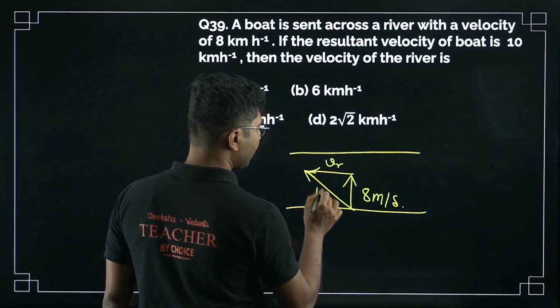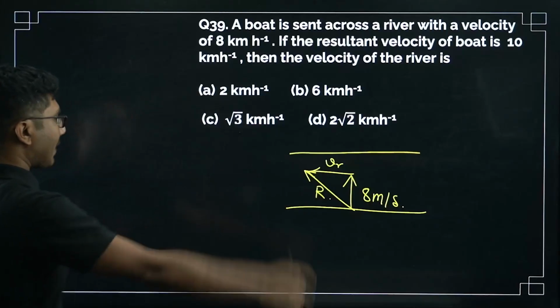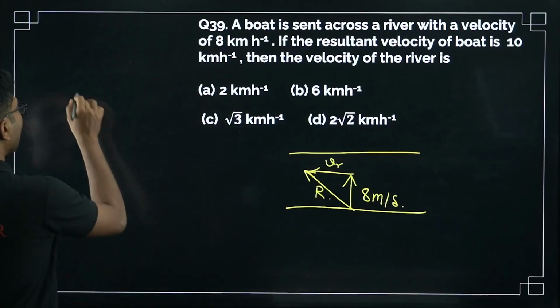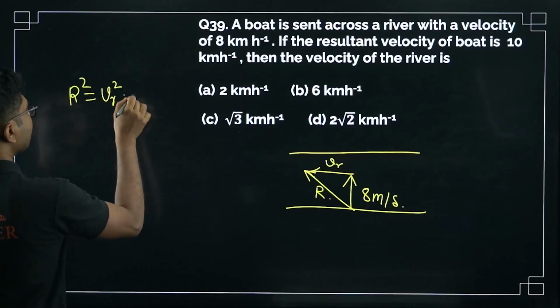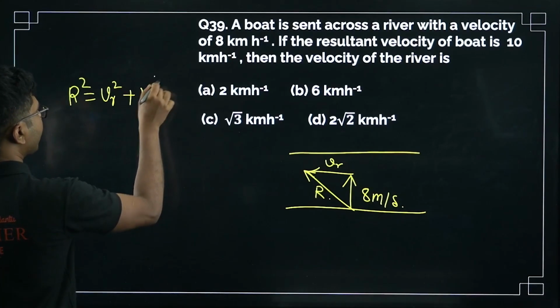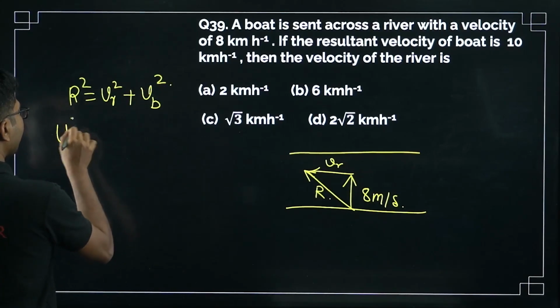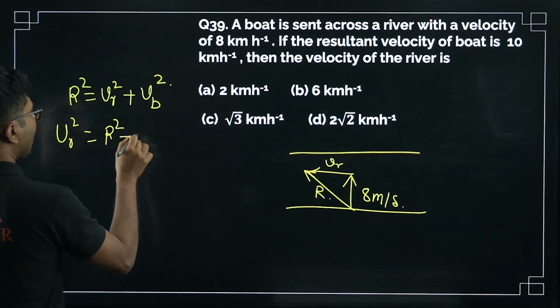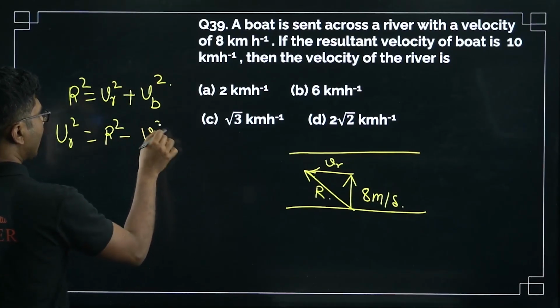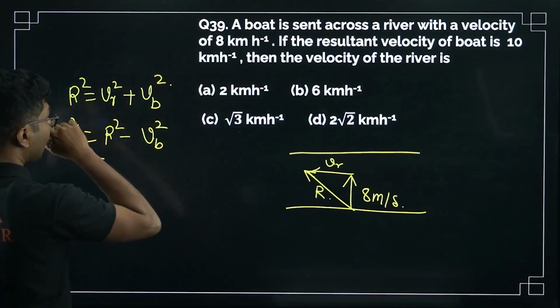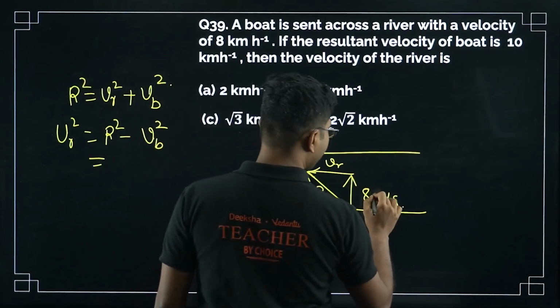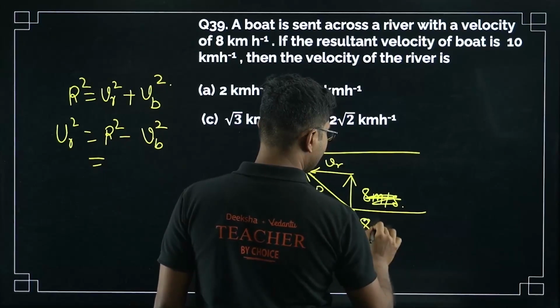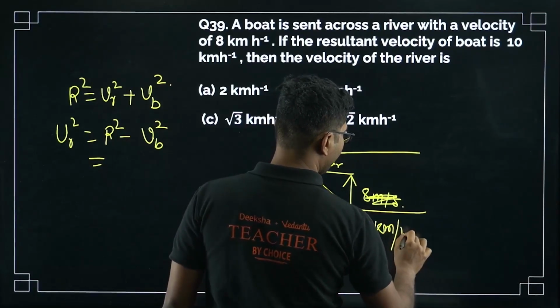Then what is the resultant velocity? Resultant velocity will be r. So from the Pythagoras theorem or from the vector theorem, whatever you say, r square is equal to velocity of the river square plus velocity of the boat square, or velocity of the river square equals r square minus velocity of the boat square. Now r is 10 km per hour, and this is 8 km per hour. I made a mistake, it will be 8 km per hour.